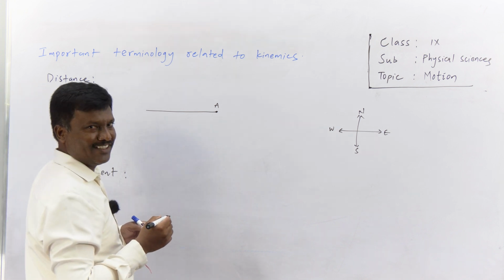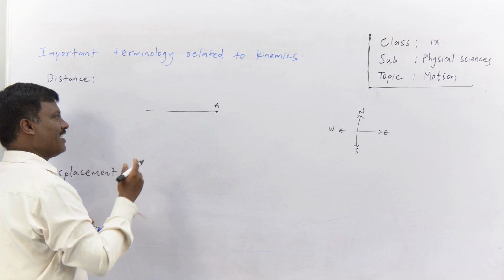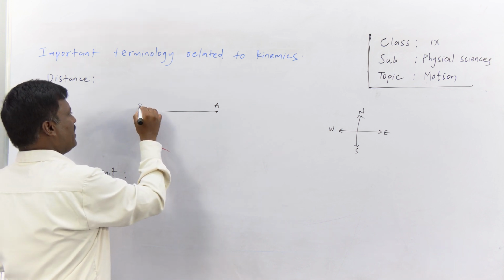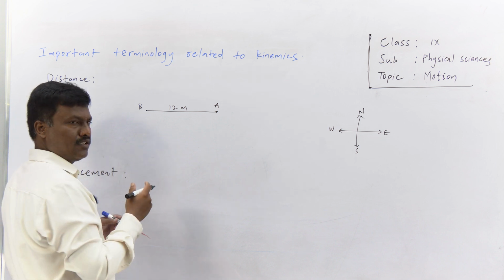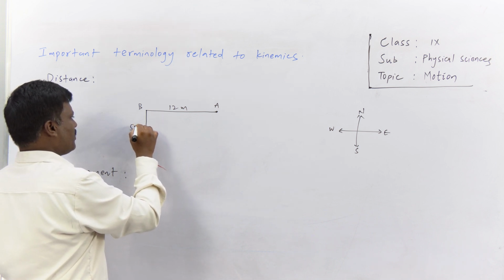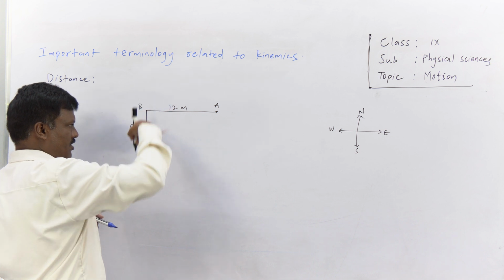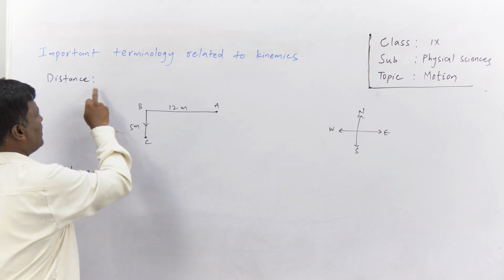Where do they go? They are going to buy chocolates in a shop. So they are going to the shop, right? They have traveled up to here, 12 meters. The shop is nearby your street, at the end of your street, and they have traveled 5 meters towards the south and reached the shop. Now you have to calculate the distance.